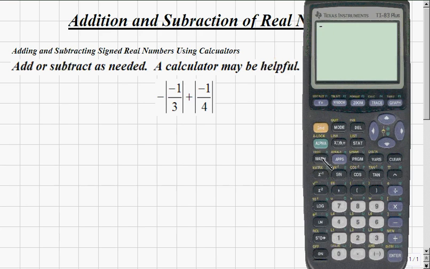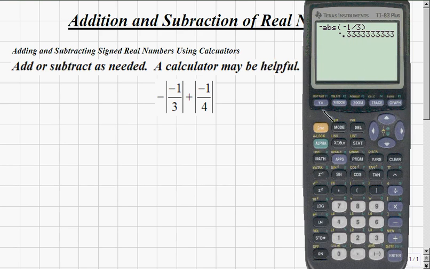To enter an absolute value, we'll hit Math, and hit the right blue arrow key to go into num and choose choice number 1, abs, short for absolute value. For negative 1/3, we'll hit negative 1/3 and hit parenthesis. Hitting enter gives us the decimal negative 0.33 repeating.